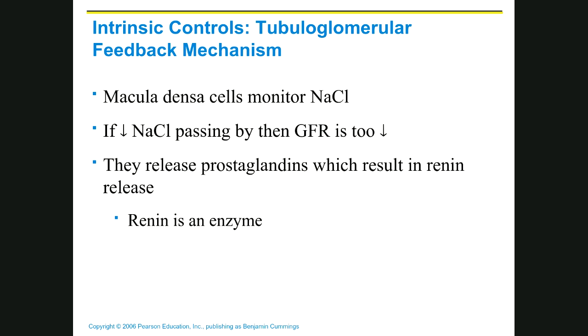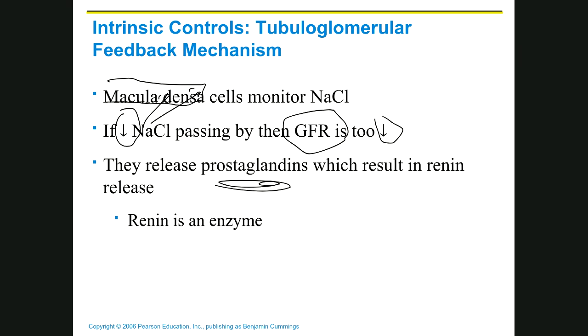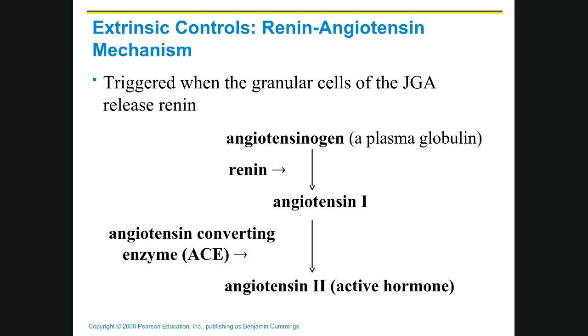But look, what happens if there's too little sodium going by? That means those carriers pulled out all the sodium, so very few pass by these macula densa cells. That means GFR is too low. And so they're going to release a different hormone. That hormone is going to cause renin to be released. Renin is an enzyme, and what that enzyme does is it triggers a cascade.